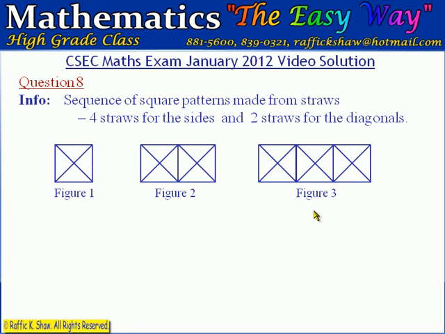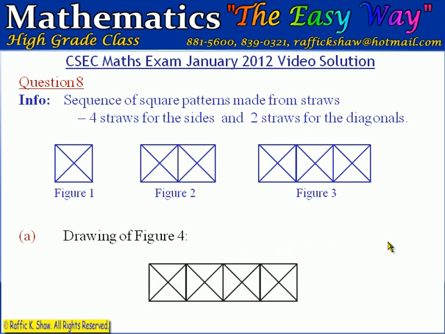Now the first question, part A, is asking us to draw the 4th figure, and the 4th figure is going to be obtained by just adding an additional square with the diagonals. So we should have 4 squares and the diagonals in each. So part A, as I said, is asking for figure number 4 in the sequence. Alright, so let's move down to part B.